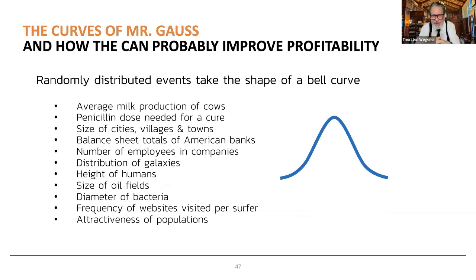And you see it here, from average milk production of cows to the height of humans. An experiment I love to do when I have a larger group of students is to get them lined up from very small guys to very tall guys, and they will then see the bell curve developing. The attractiveness of populations, we have that as well. And obviously what interests us most is simply the return distribution of financial assets. And they have a bell shape there.